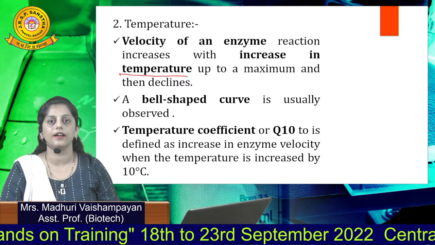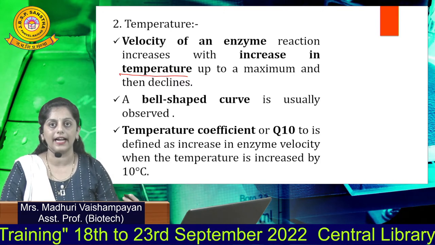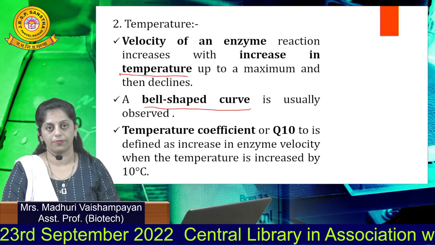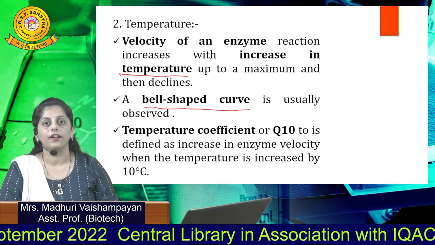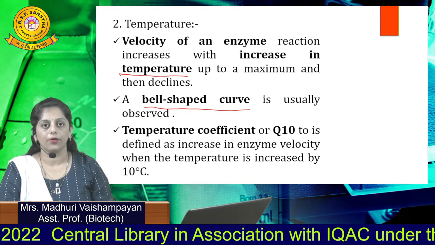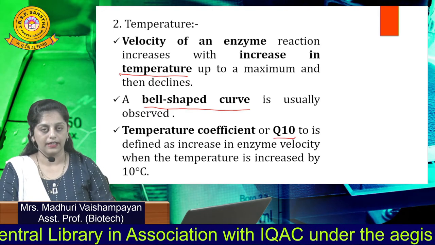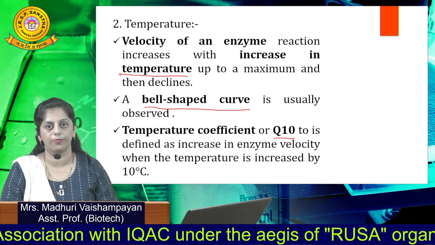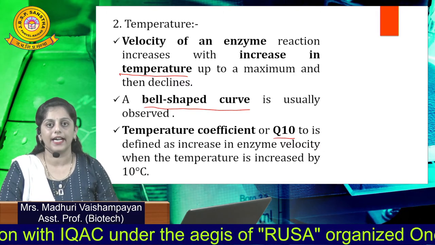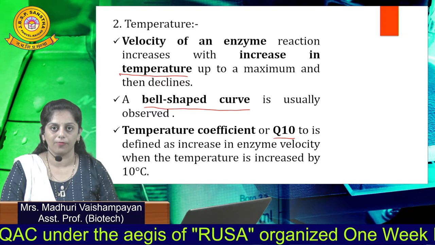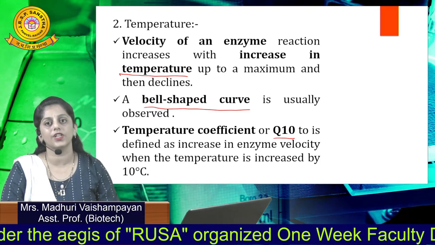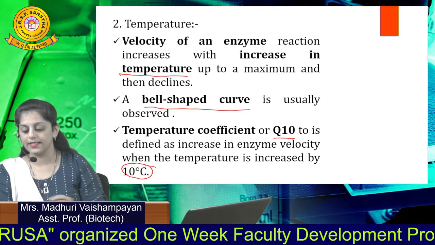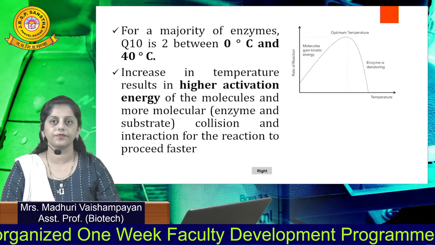If you plot a graph of enzyme activity at different temperatures, it will give you a bell-shaped curve. Based upon that graph, we are going to calculate the Q10. Now, what do you mean by Q10? Q10 is the temperature coefficient, and it is defined as the increase in enzyme velocity when the temperature is increased by 10 degrees Celsius. So, this is an important definition.